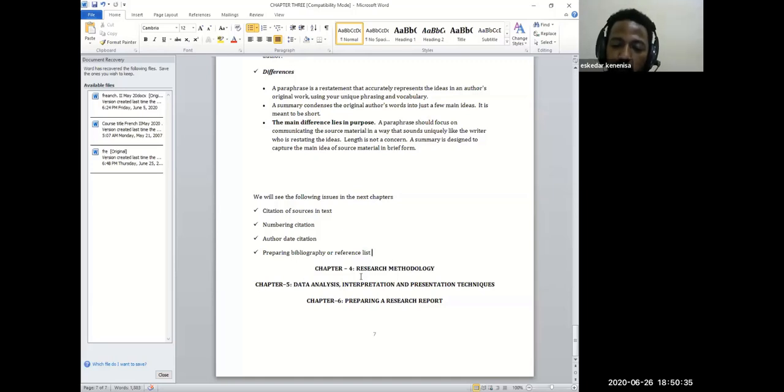Therefore, we are left with 3 chapters. Chapter 4 is on research methodology. Chapter 5 is on data analysis, interpretation, and presentation techniques. And finally, chapter 6 is preparing a research report. Therefore, more than half of the sections of the paper are covered. We are left with these topics.